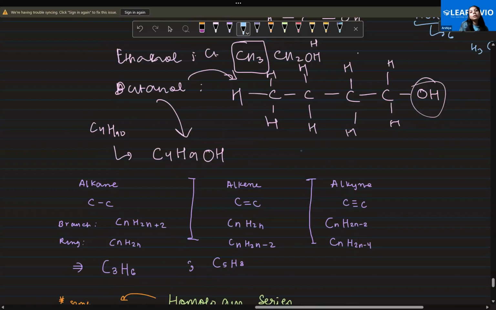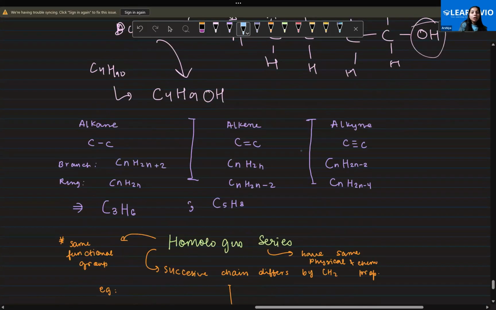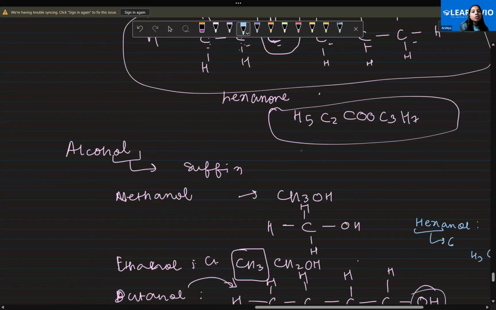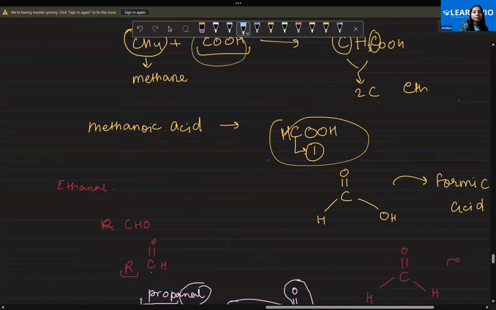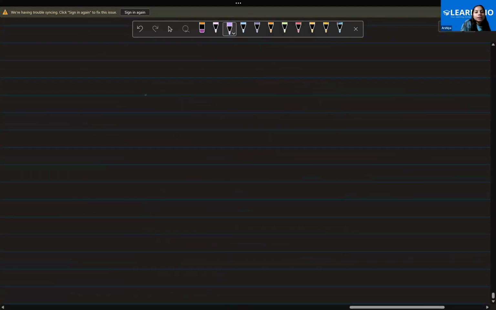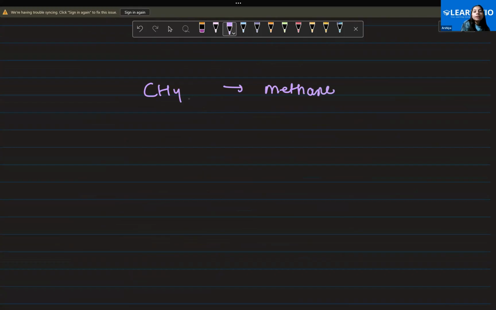Before moving on to the nomenclature, I have to mention that we did functional groups, right? So in this functional group, let me write this one thing. What is this? Can you tell me? Methane, right? So this is methane. And if I take CH4 and remove one hydrogen, I will get CH3, right? This is called methyl.